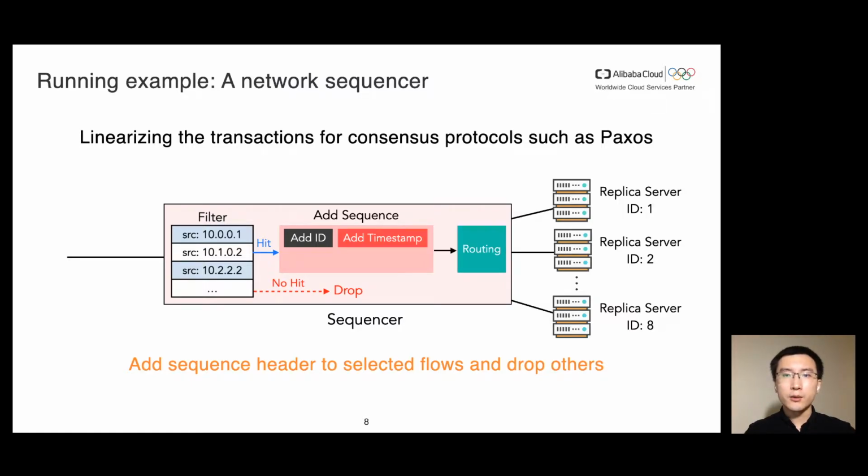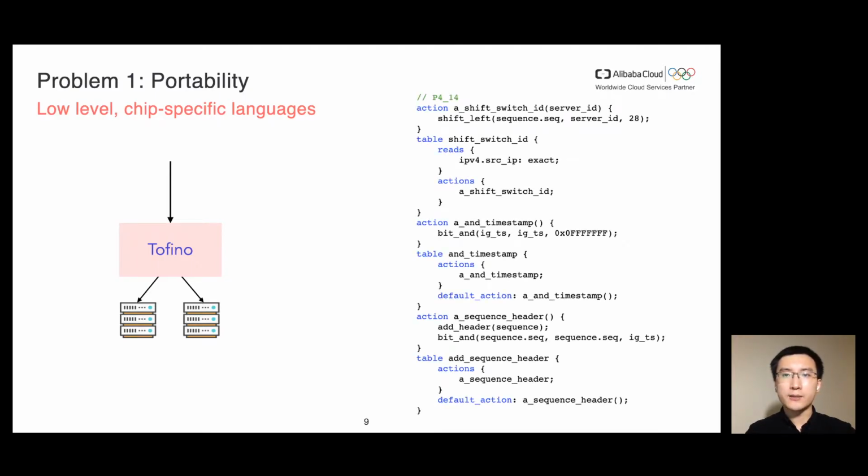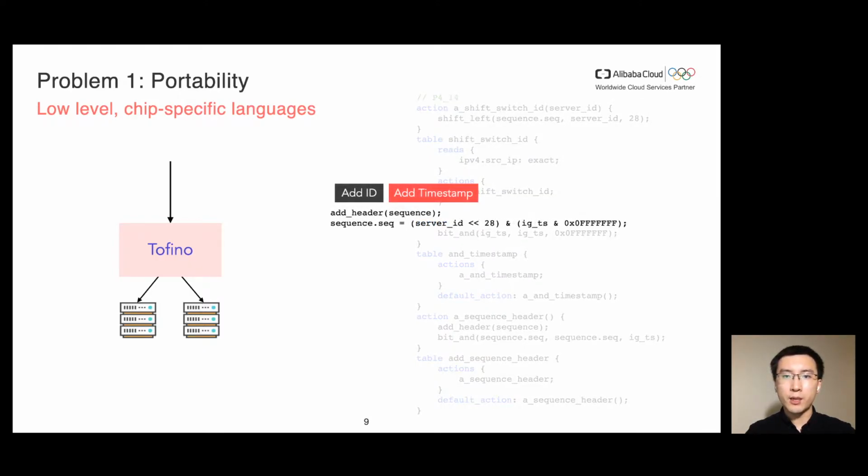In general, there are three problems when programming the data plane. The first problem is the portability. The language these programmers use is low-level and chip-specific. Assume the switch that is implementing the sequencer is a Tofino switch, and the programmer is using the P4-14 language. Here shows the code to add the sequence header into the packet. What the programmer really wants to describe can be represented using the following two commands.